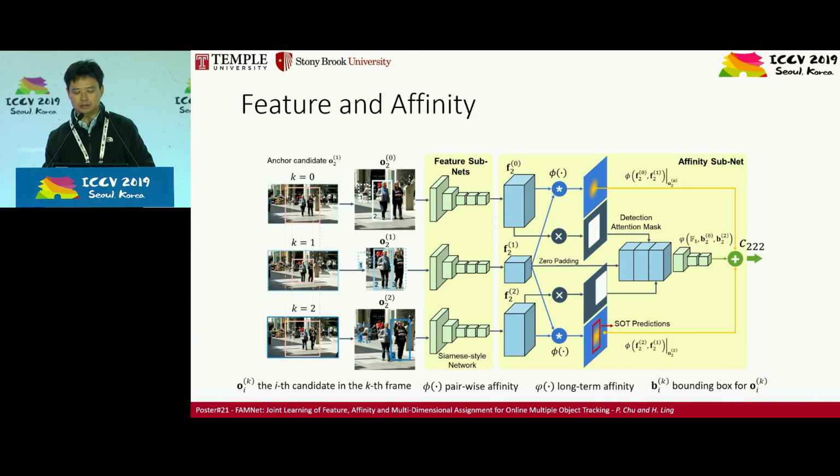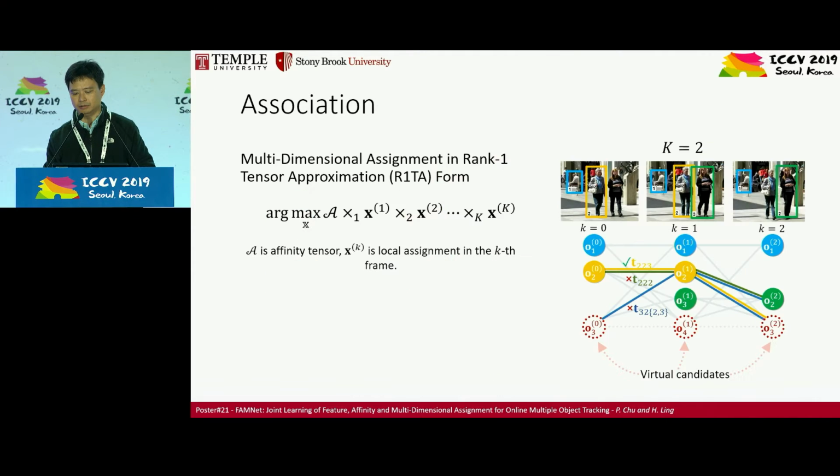This slide shows the feature and affinity subnet. The feature subnet is very straightforward. It's just a Siamese-like network. For the affinity subnet, we essentially concatenate features from three consecutive frames by putting them together. So we implicitly capture the dynamics, and we also use mask attention for prediction.